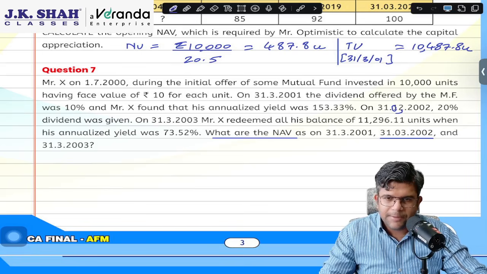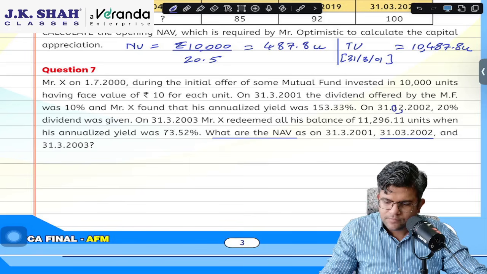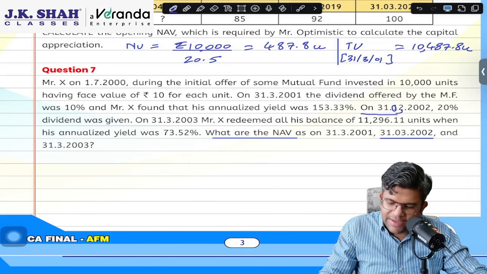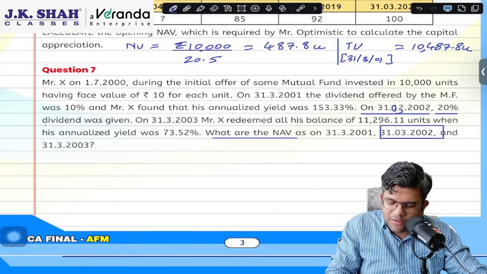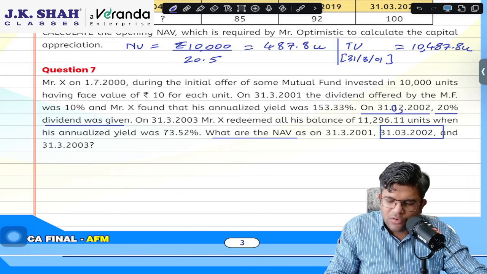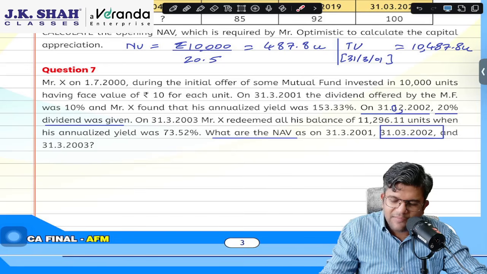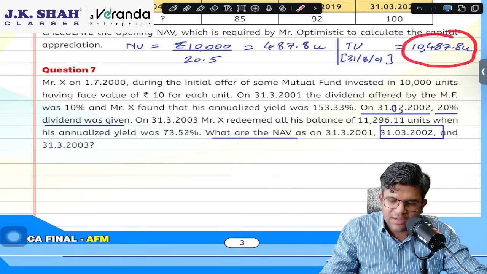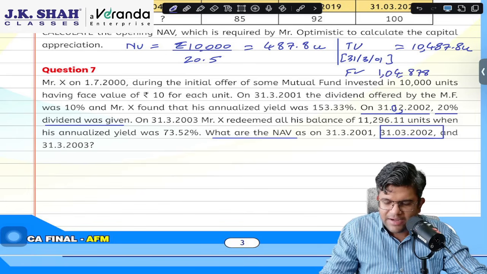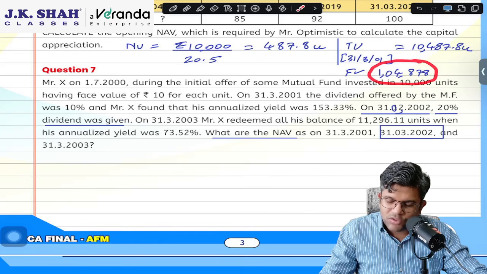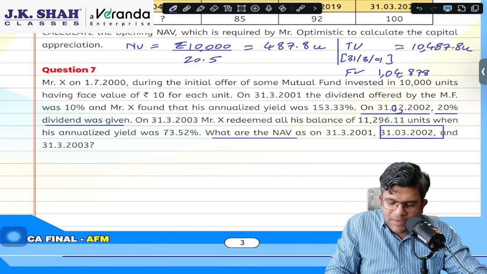Is everyone ready? Okay. So these people are saying on 31/3/2002, the exact date of which NAV you have to find, can I say 20% of dividend was given? Hey students, do you agree that 20% dividend will now be given on the face value of these units? Correct, no? So the number of the face value, can I say, is 1,04,878 times 10 rupees, no? And on the basis of this, do you people realize 20% if you calculate? Can you please give me how much is the dividend?